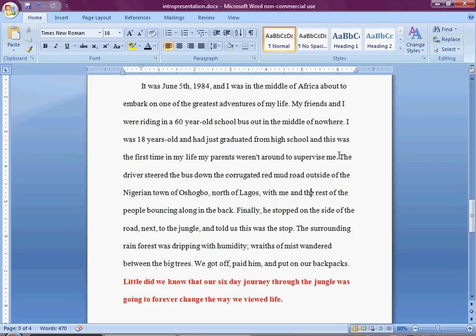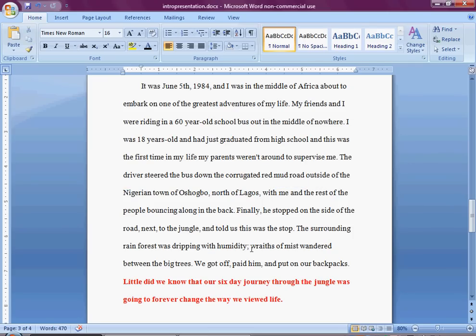And it continues here. "The driver steered the bus down the corrugated red mud road outside of Nigeria in the town of Oslo, with me and the rest of the people bouncing in the back." So again, some more background, telling you it's in a Nigerian town north of Lagos. So it's giving you more background, telling you that they're on a red mud road and that they're bouncing around in the back.